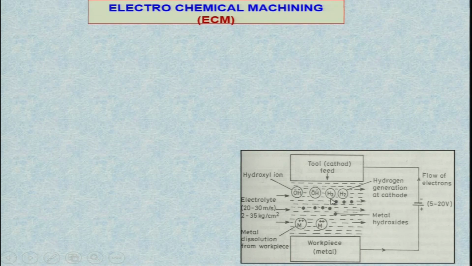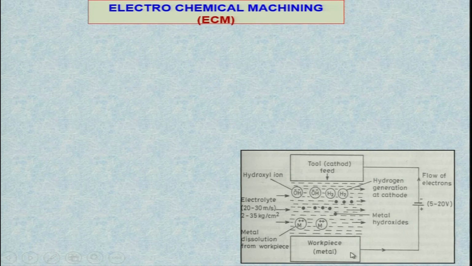Another thing, if you see carefully, in this process hydrogen is generated which gets adhered to the tool, and oxygen is generated near the workpiece surface, and metal hydroxides are there. Due to the reaction between the metallic ions and other constituents in the electrolyte, metal hydroxides are formed, and these hydroxides have to be removed from this inter-electrode gap as early as possible, otherwise your machining performance will get affected.